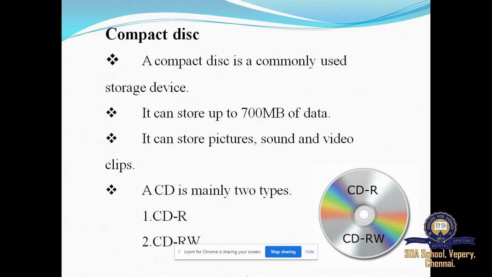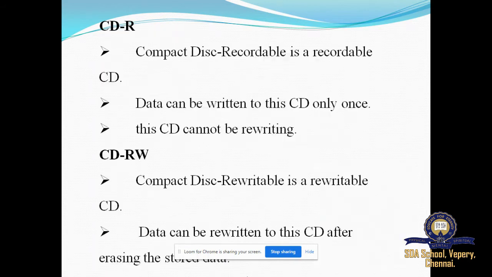A CD is mainly of two types. The first one is CD-R and the second one is CD-RW. CD-R means compact disc recordable. In this recordable CD, data can be written onto the CD only once. We can write the information to the CD one time. This CD cannot be rewritten.